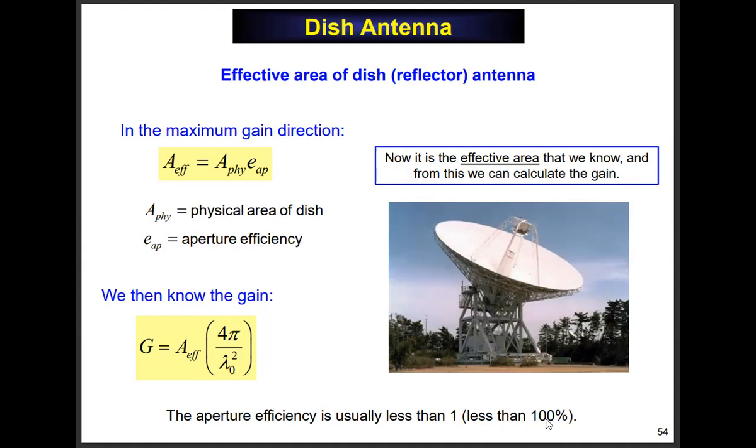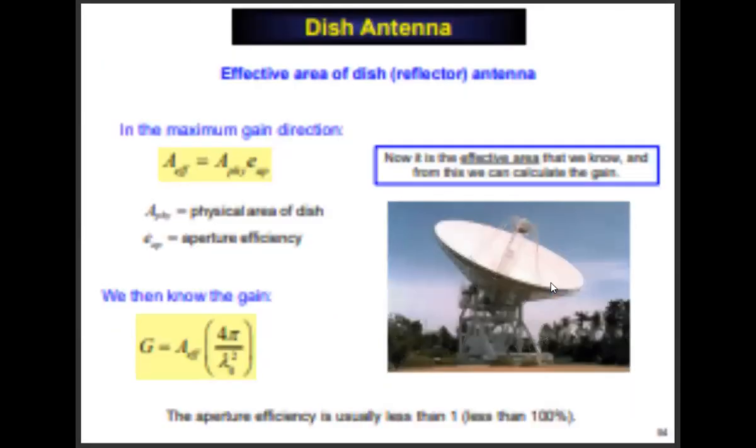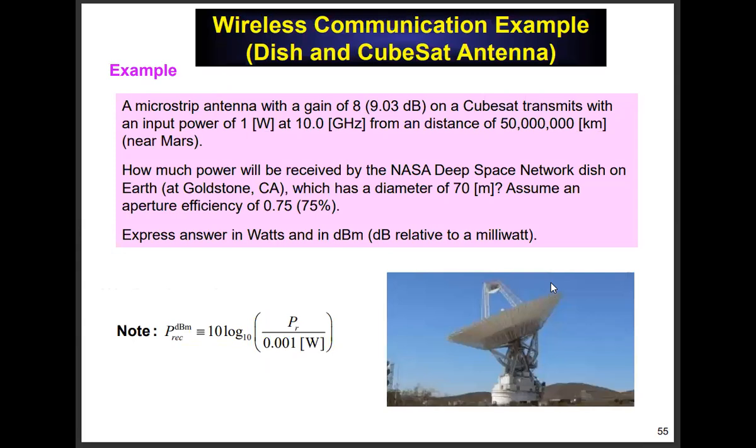And so the aperture efficiency is less than 100%, but often if it's a good dish, not too far, maybe 75%, maybe 80%, maybe 90%, something like that. Okay. Now, anyway, with all that background, let's work this final example. Dish and CubeSat.